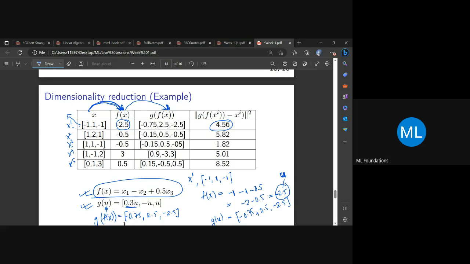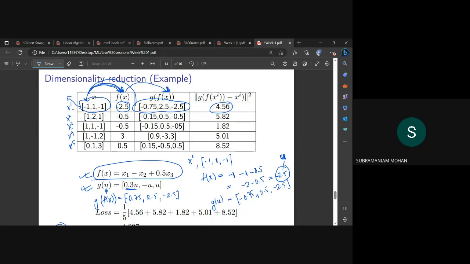Let's say I have gotten the f(x) here to be minus 2.5, and now I take a decoder function and perform it on this f(x). I would want this g(x) that I have obtained to be almost the same as this minus 1, 1 and minus 1. So that is why we want this error to be as small as possible.